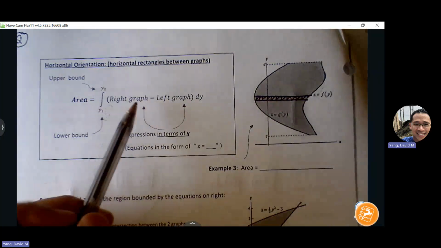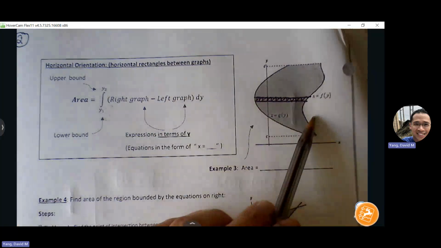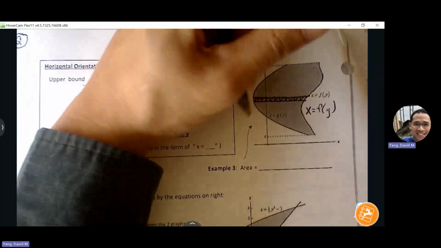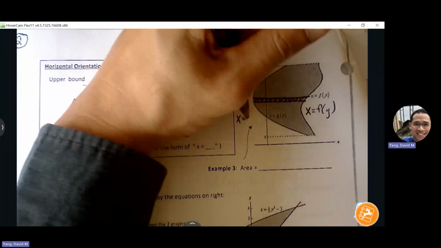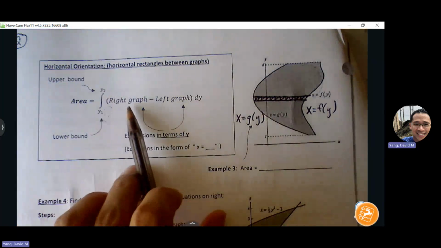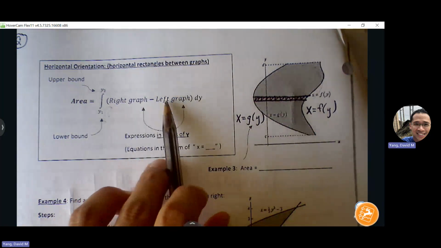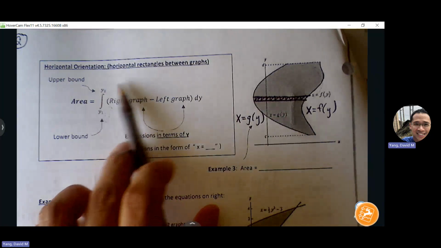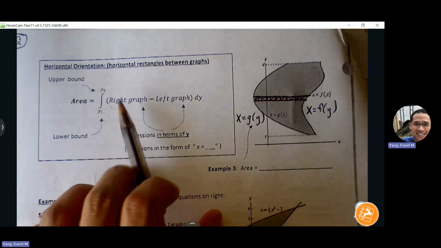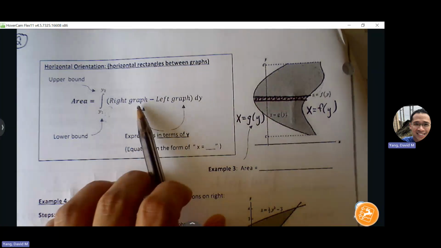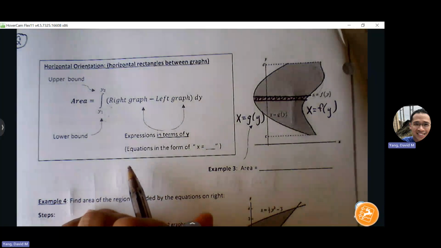So if we want to create equations that are in terms of y, or x equals, so if I can isolate x equals, then I know that I have an equation in terms of y. I take the graph on the right, I take the graph on the left, and then my bounds need to be from the lowest y value to the highest y value. Okay, so everything is kind of flip-flopped here. This is not the orientation that we're used to, so this is the one that is going to require a bit more work to get comfortable with it.